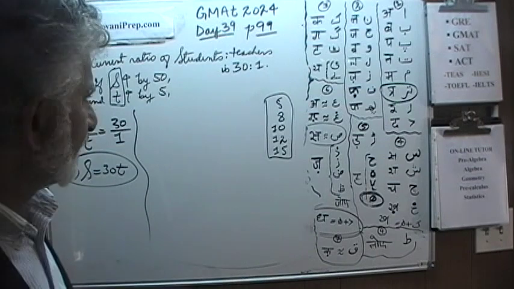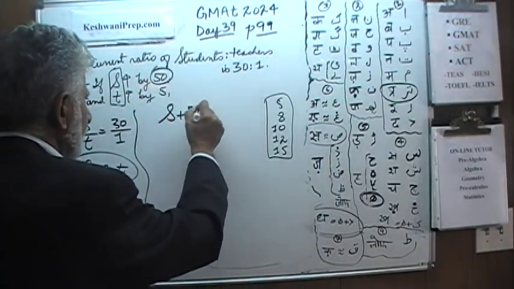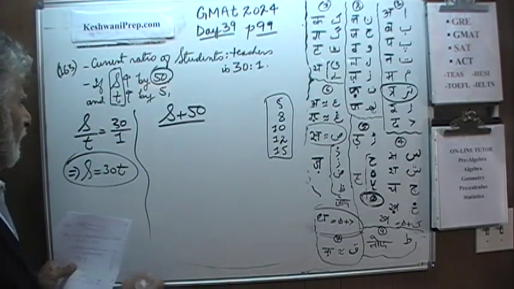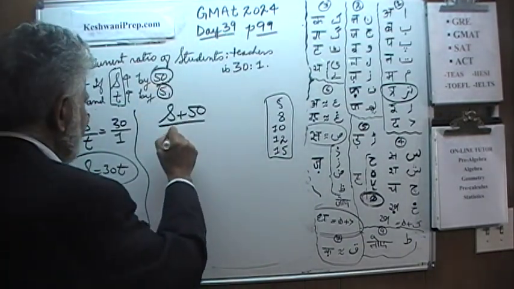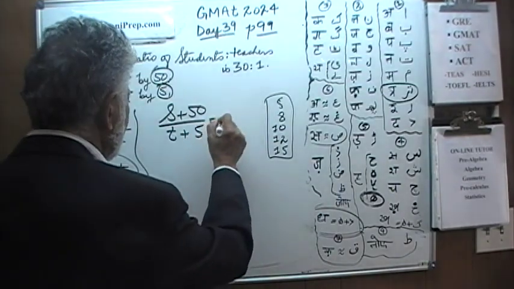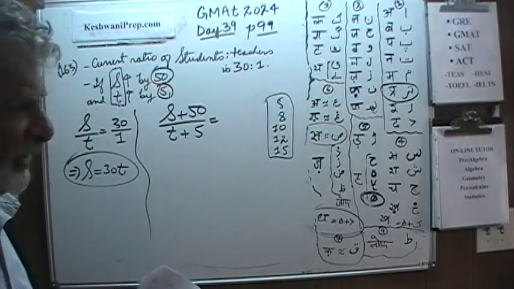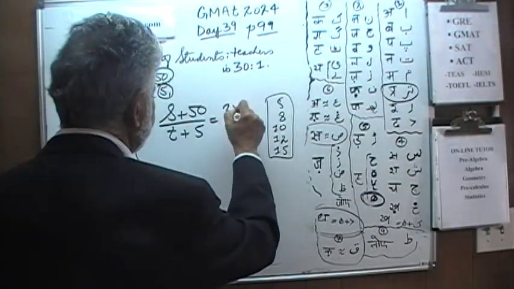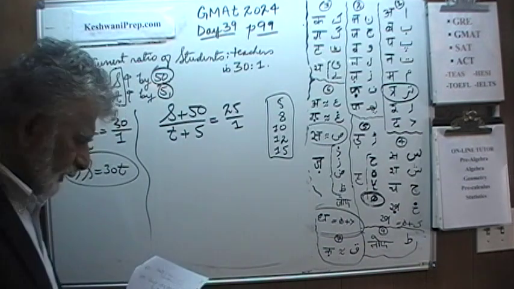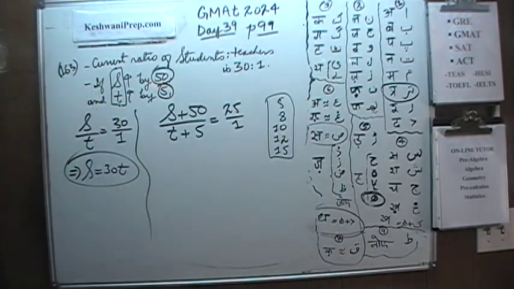And here's a new situation. We are told that if the number of students goes up by 50, so we have S right now, it goes up by 50, and if the number of teachers goes up by 5, we have T number of teachers right now, if it goes up by 5, we are told in that case the new ratio is 25:1. And that's all there is. There are 2 very straightforward simple linear equations and we have to solve for T.